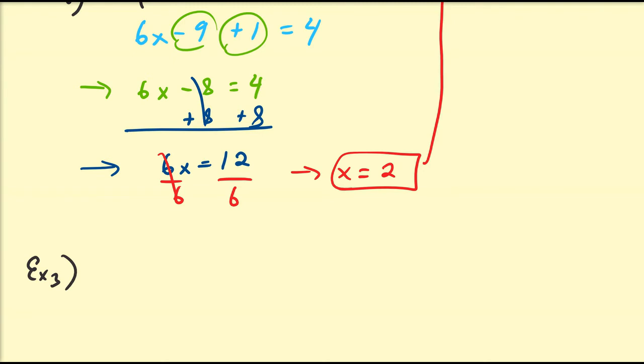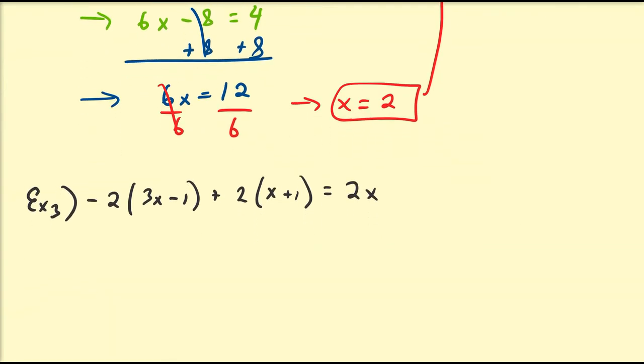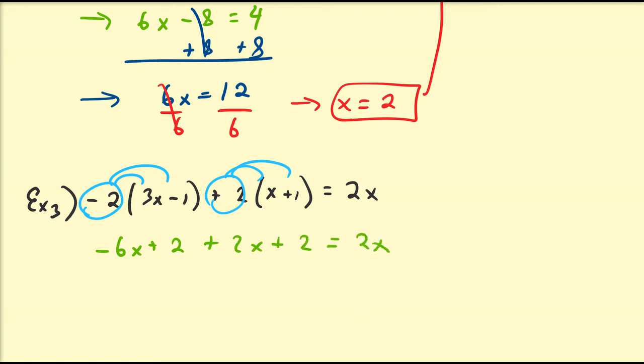So let's make it a little bit more complex. So let's do negative 2 times 3x minus 1 plus 2 times x plus 1 is equal to 2x. So now I have variable terms on both the left and the right hand side. So I'm going to begin by the same exact strategy as before. I'm going to distribute across my parentheses. So negative 2 is going to be distributed, and positive 2 will be distributed across that parenthesis as well. So this is going to give us negative 6x plus 2 plus 2x plus 2 must be equal to 2x.